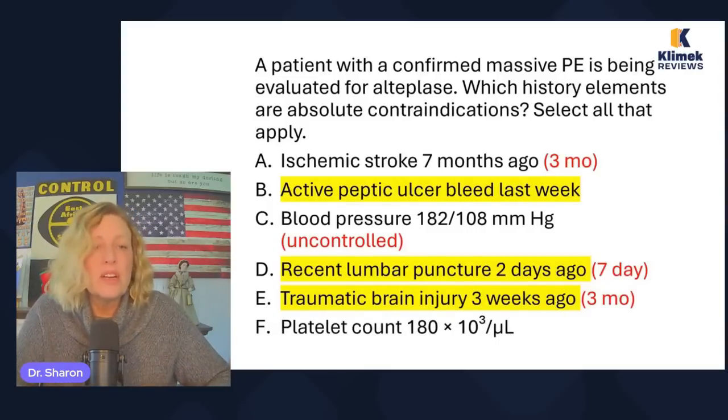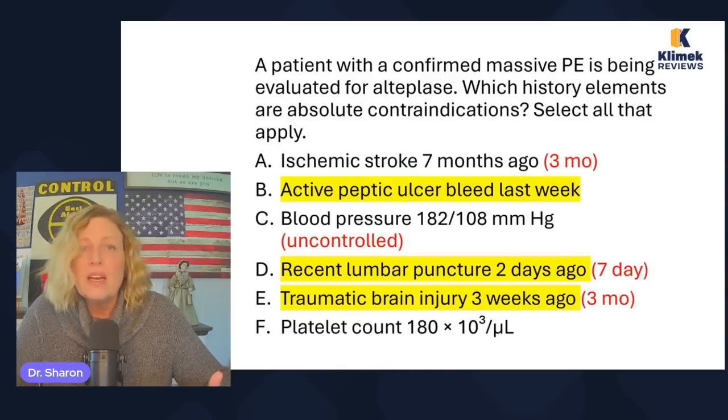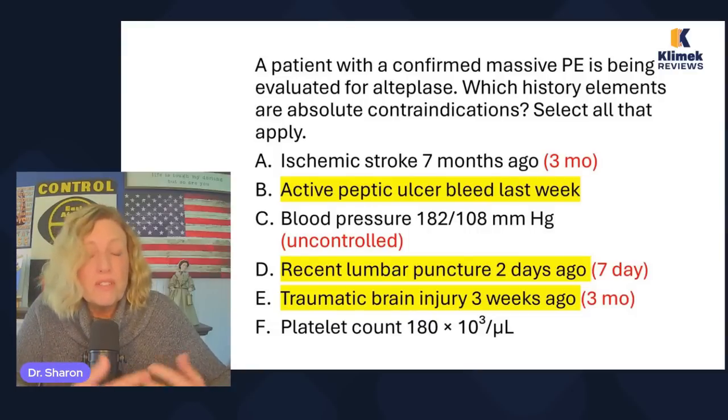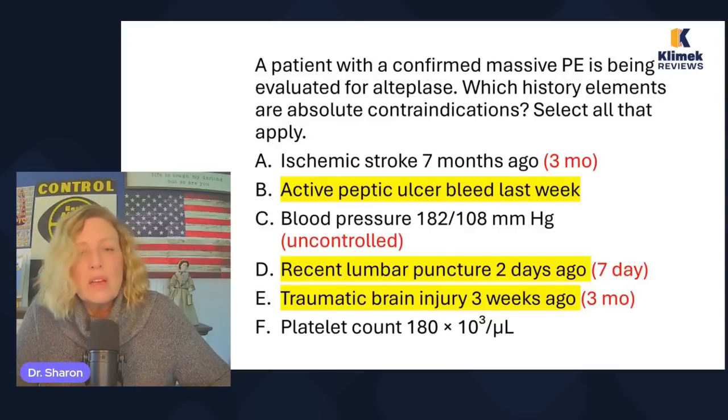So I put this on here so you could kind of see. You can see that I put 3 months next to the ischemic stroke and the traumatic brain injury, because I usually look at, if they've had bleeding in their past, then I'm concerned at the 3-month mark. And that would also be true next to peptic ulcer bleed, 3 months. And then blood pressure, I'd be concerned if it's uncontrolled. And a procedure, I would be concerned, an invasive procedure, not a non-invasive procedure. An invasive procedure, I'd give it about 7 days before I'd want to do the alteplase. So those are some pretty standard general rules that I think if you follow those, you'll be pretty safe on the NCLEX.